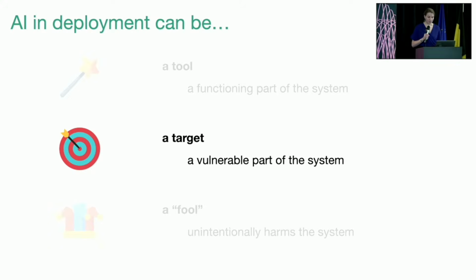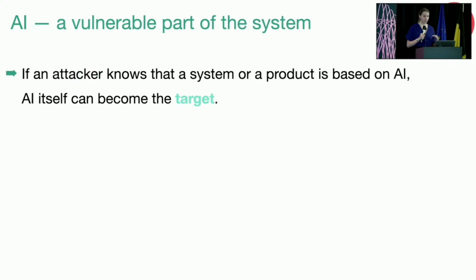The main point here is that AI by itself is by default a vulnerable part of the system. If an attacker wants to undermine your product, your mobile device application, your website, your physical device that uses AI, and they know that AI is inside that product or that system, then they can target AI explicitly and try to cause failures or misbehaviors.